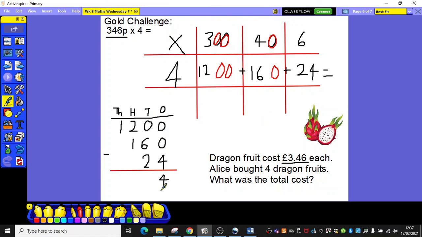0 add 0 add 4 is 4. 0 add 6 add 2 is 8. 2 add 1 is 3. 1 add 0 is 1. So I've got 1,384p. Okay, so I'm just going to write that over here.